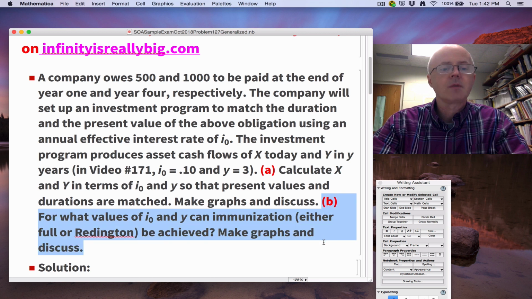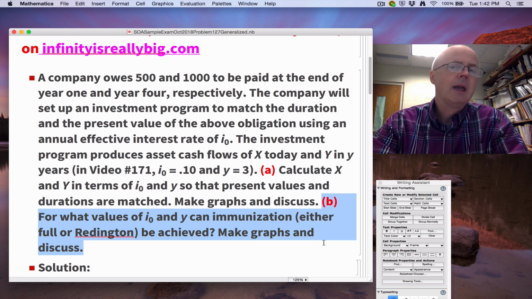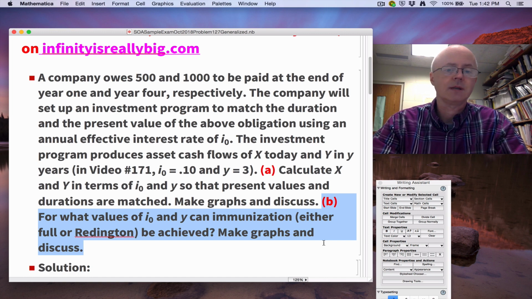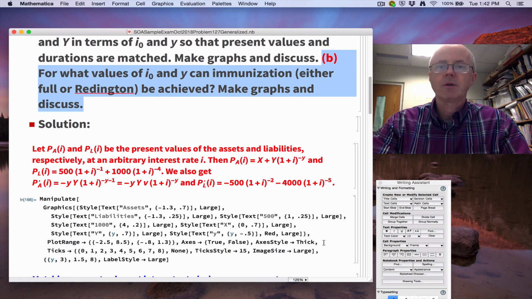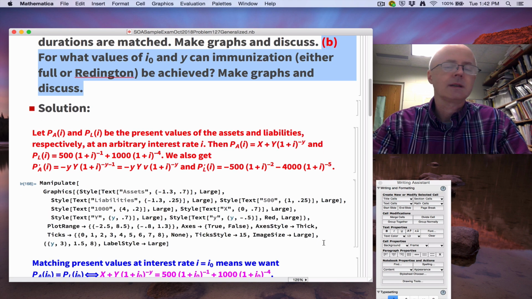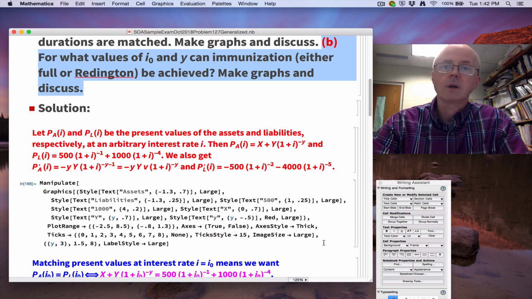Then part B. Again, in that last video, immunization, neither full nor Redington could be achieved. But maybe if little y, for example, is bigger, maybe we can achieve Redington immunization, for example. We'll try to see if we can do that. We'll make graphs and discuss what we see. Okay? So get ready here. This is challenging, but I think worthwhile. I think this really illustrates some cool things for one thing and helps you think more broadly about what's really going on with these things. Not just focused on problem solving, but also understanding.